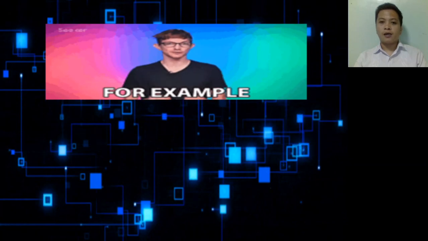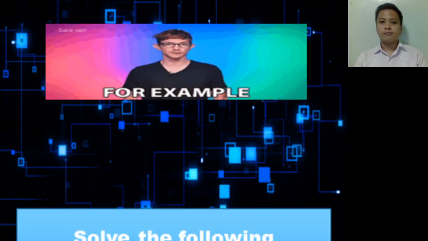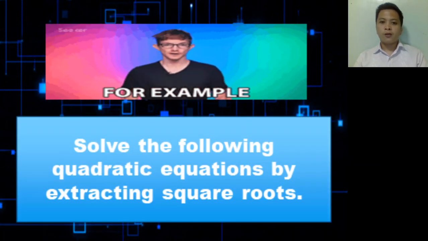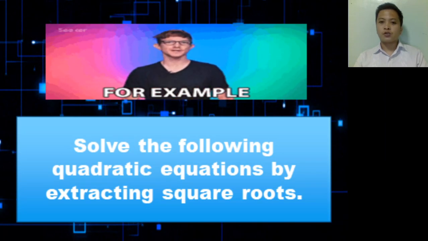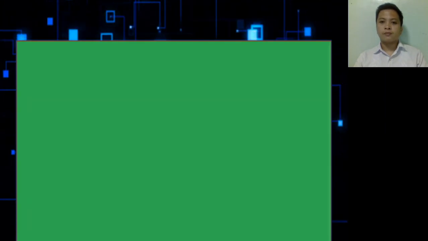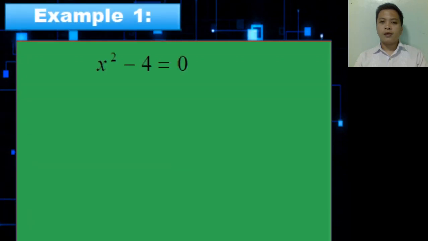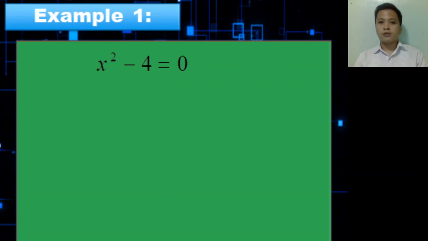Let us cite an example. Solve the following quadratic equations by extracting square roots. Example 1, we have x squared minus 4 is equal to 0. As you can see, the bx term is equal to 0, so we can use the extracting square root method.